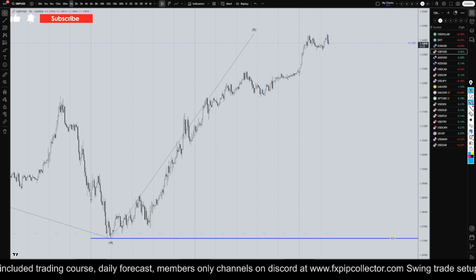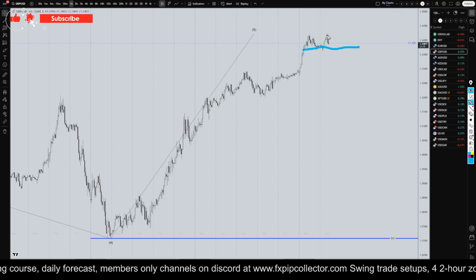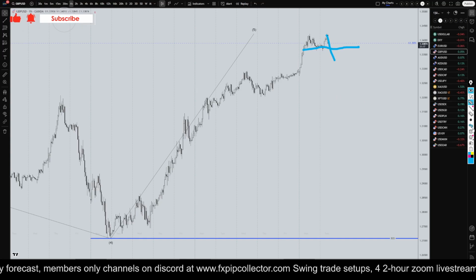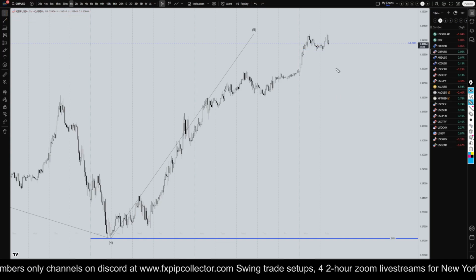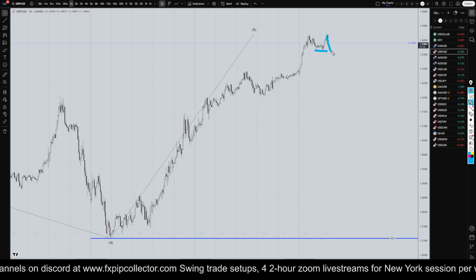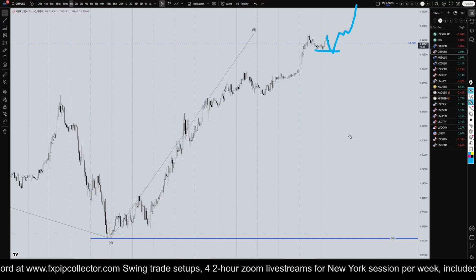But all of this relies on whether or not it breaks and holds below structure. If it doesn't break and hold below structure, then it is still an uptrend. It could literally just go down to structure, reject structure, and just keep on going up.